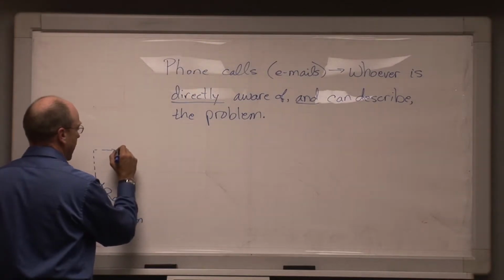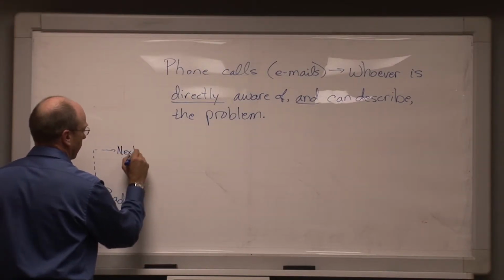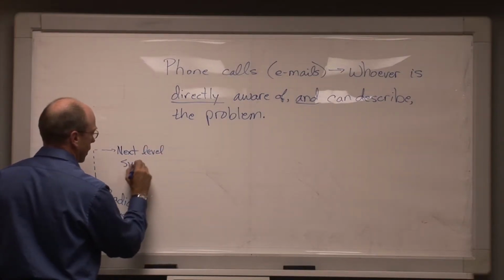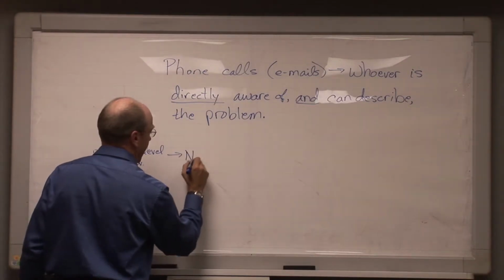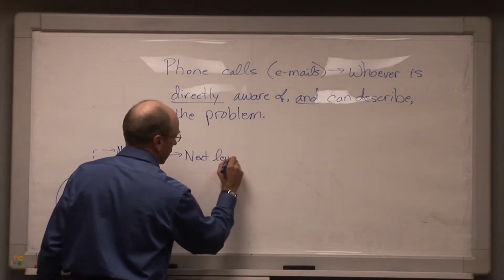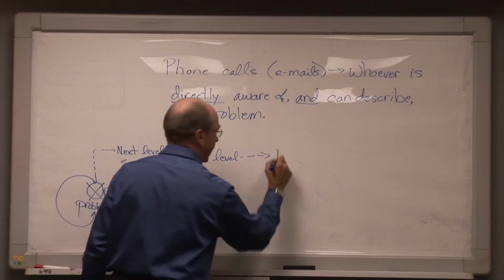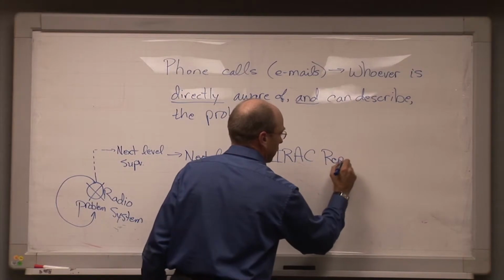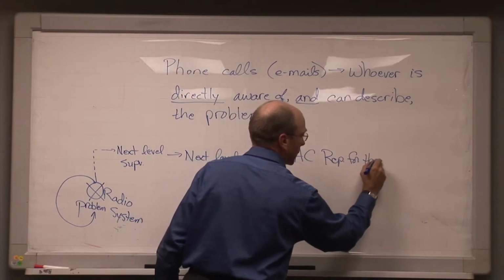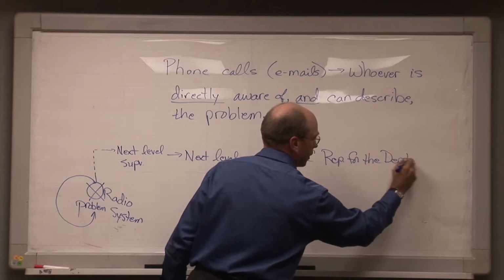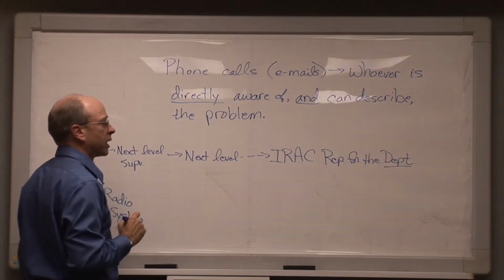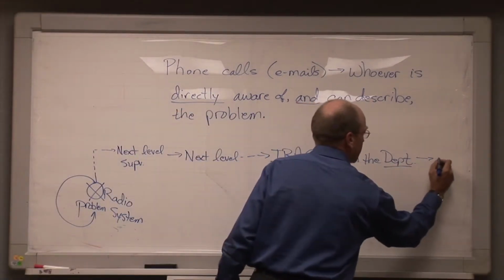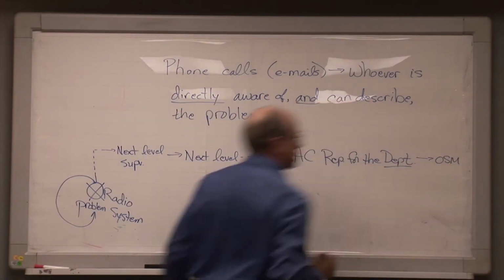This will go to the next level of supervisor, next level of supervision, and then the next level after that, and so forth, until finally it gets to the Interagency Radio Advisory Committee representative for the department, if this is a federal system, for the department, say the Department of Defense or whatever, where this radio system is operating, and then this is the report that gets to OSM.